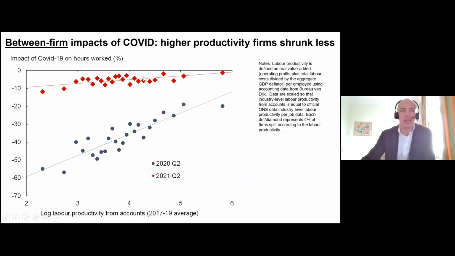So what I've done here is drawn a bin scatter of labour productivity at the firm level, which I've taken from official accounts data. And I've said, is it the case that the least productive firms are the ones whose hours worked shrank the most in 2020 Q2 and are expected to shrink the most in 2021 Q2? Answer, yes. So because of this, we're going to see higher productivity firms shrink less, and therefore the average productivity level of the economy to increase.